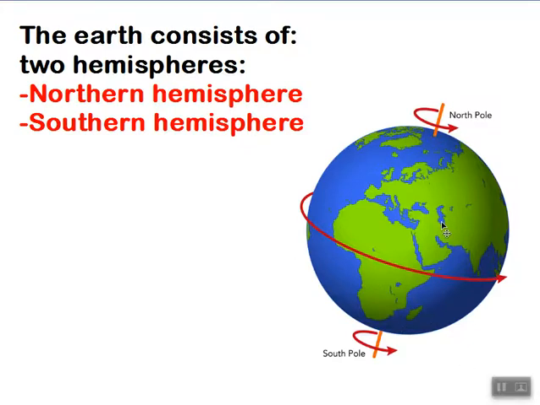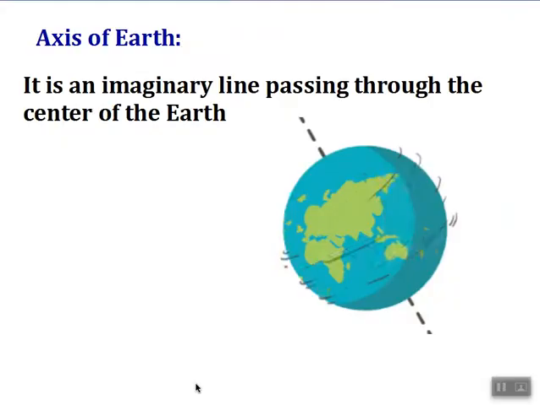Some countries and some continents lie in the northern hemisphere, for example Egypt. Here, Africa is found in the northern hemisphere, so Egypt, here we are, is in the northern hemisphere of the Earth, while other countries are in the south, or in the southern hemisphere.